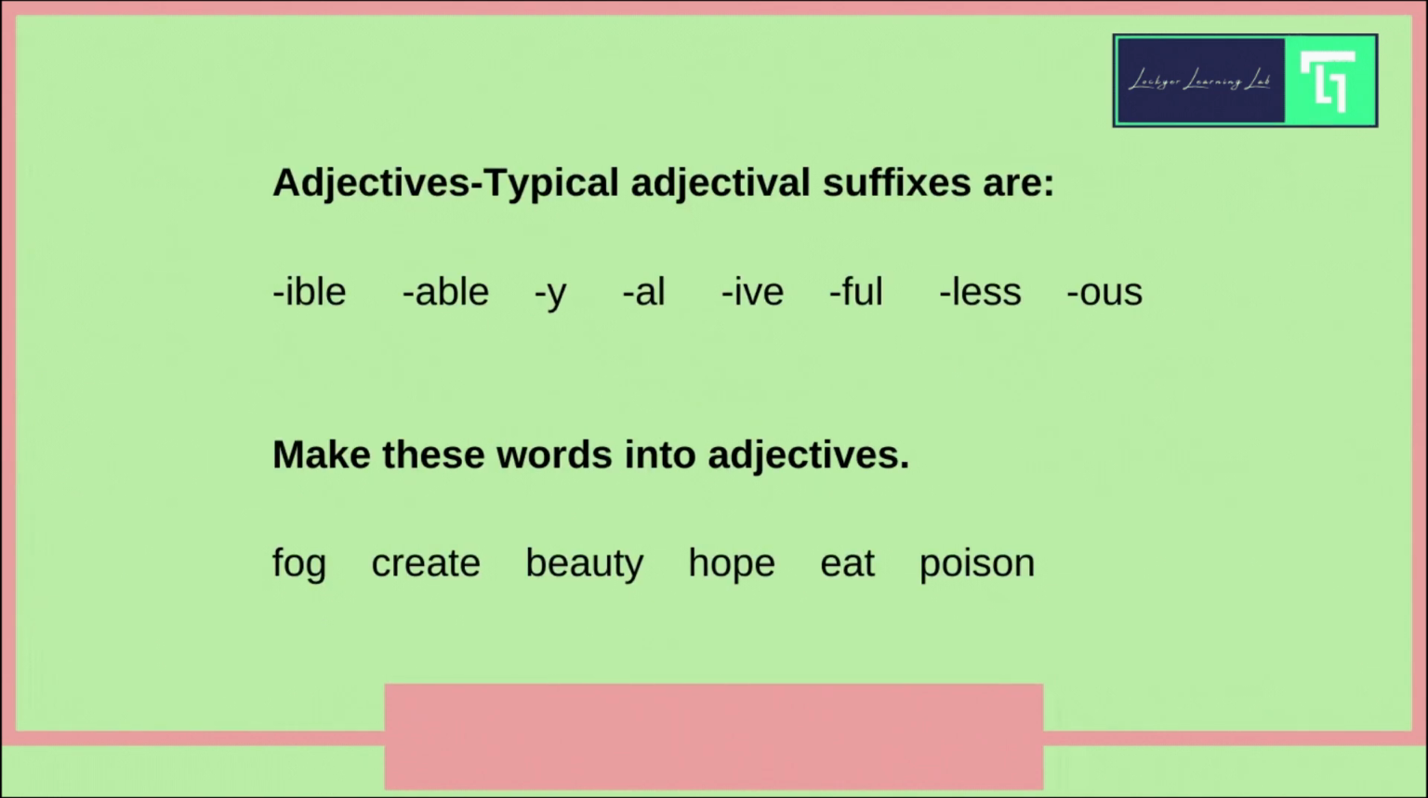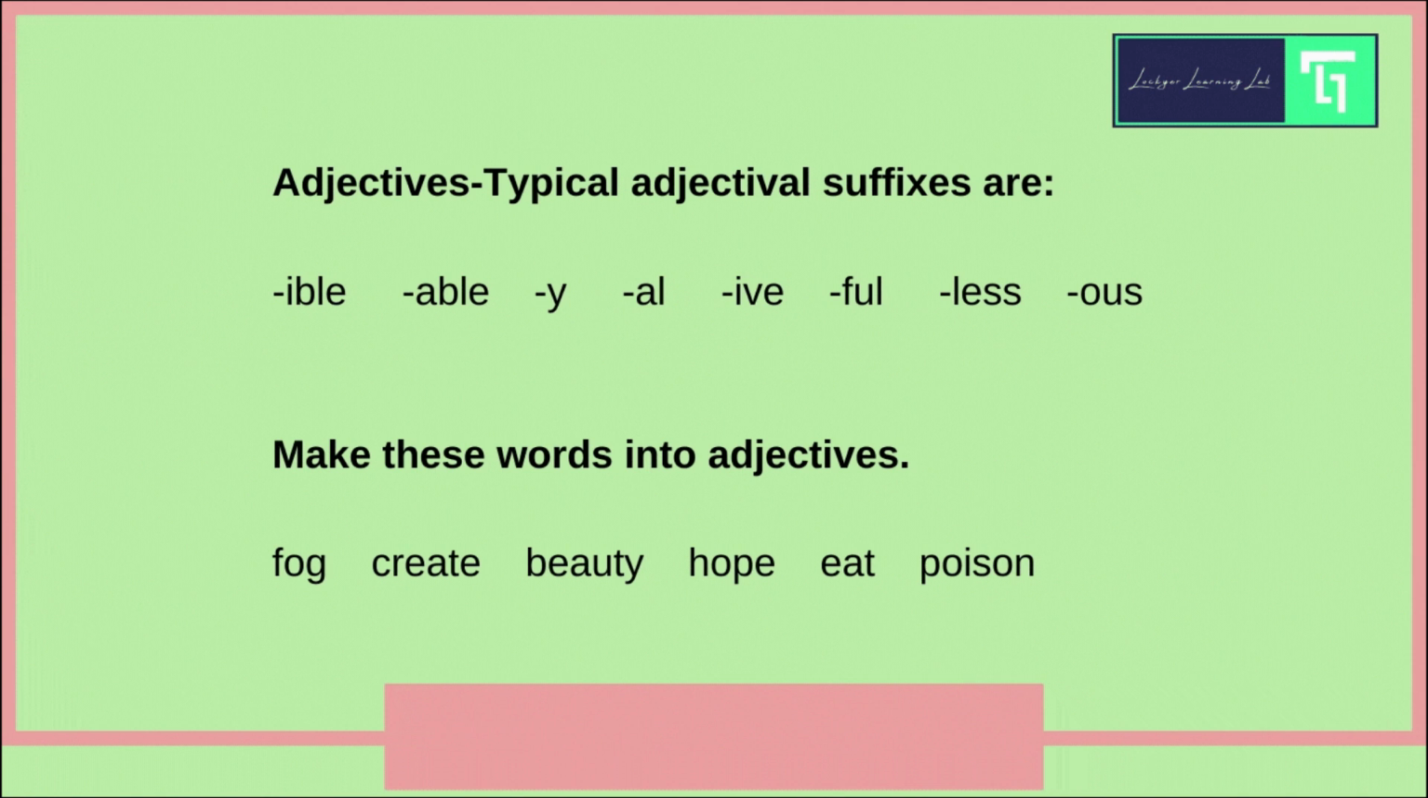Moving on to adjectives, typical adjective suffixes. We've got able, y. And we've got some words here. So we're going to change these into adjectives. Fog, so maybe you go out in the winter in your car and it's a bit dangerous because there is a lot of fog.